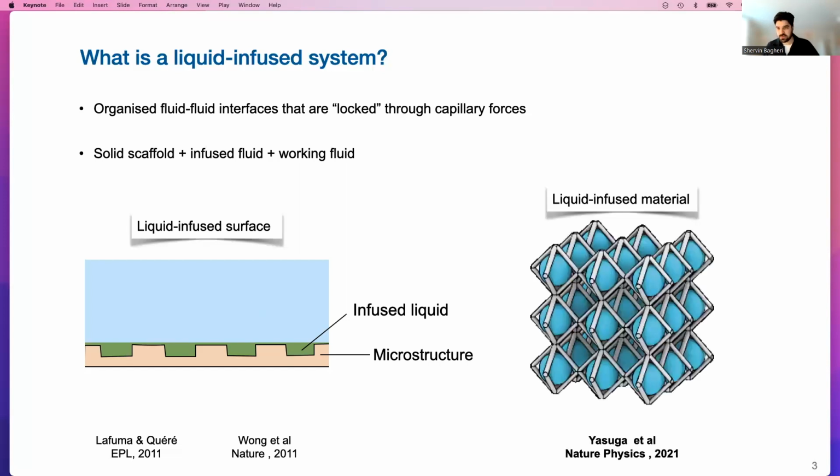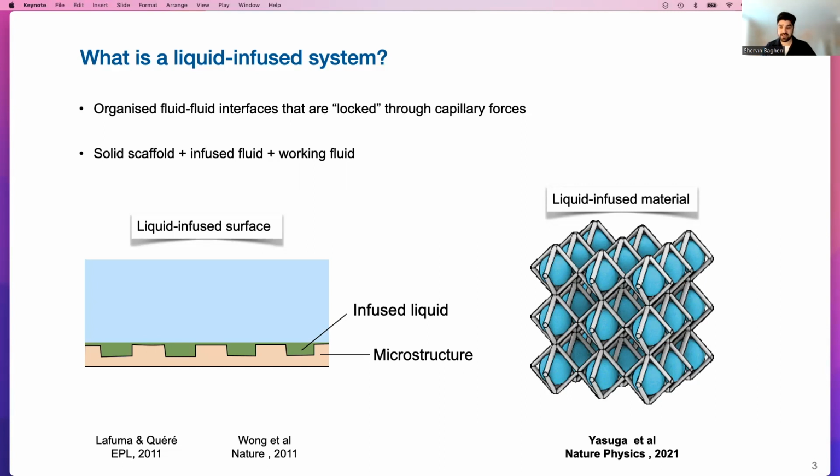Another type of liquid-infused system is a liquid-infused material, and this is something we introduced just recently. So it's a bit more complex. Here we have created fluid traps using a porous scaffold, and in these traps we can lock in this infused liquid, shown in blue, and we can get different shapes. We have spherical shapes, but we can also get diamond-shaped, for example. So again it is the capillary forces that lock in these interfaces.